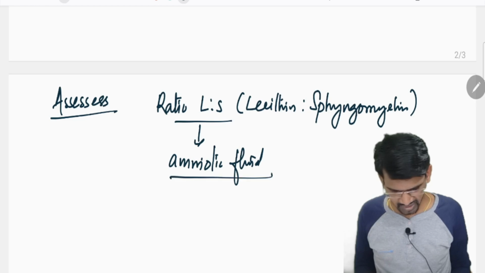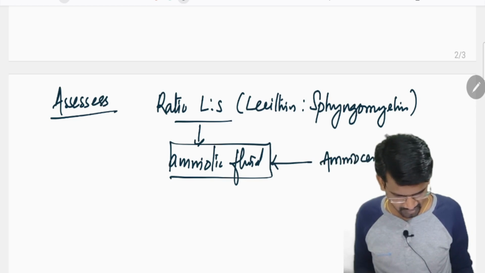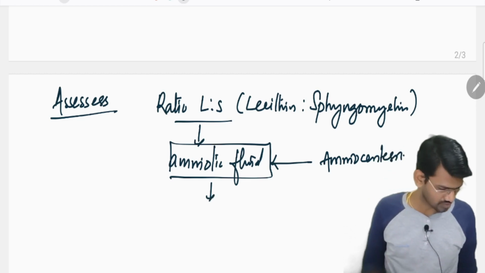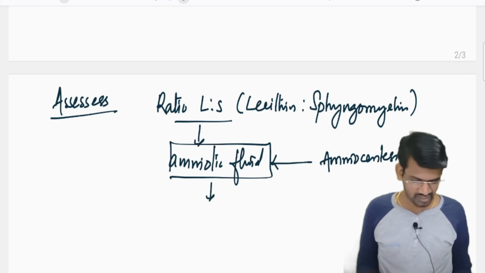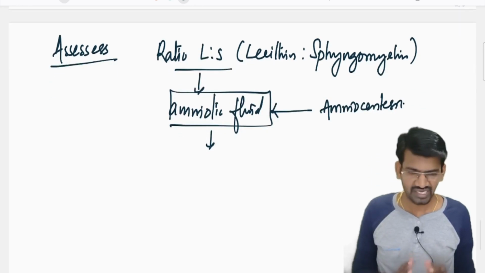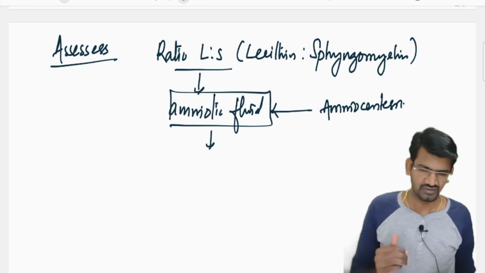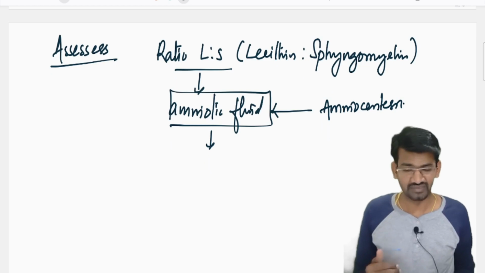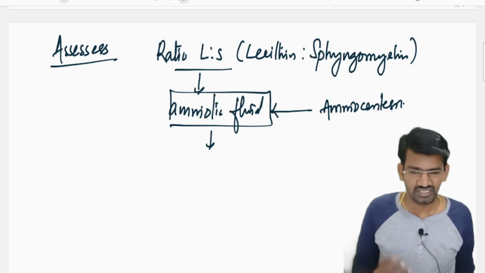So what is the procedure to take out the amniotic fluid? That is amniocentesis. In the amniotic fluid we will assess the ratio of L and S, that is lecithin and sphingomyelin. Remember, sphingomyelin will always be constant. The value of lecithin will change according to the gestational age; the production of lecithin increases as the gestational age increases.